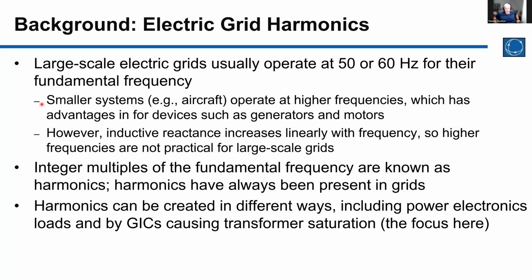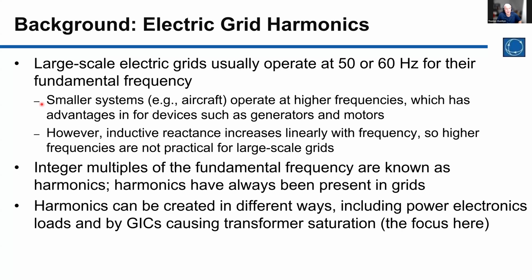Of course, in an electric grid, if it's operating at 50 or 60 hertz, that's the primary frequency. And then integer multiples of the primary frequency are known as harmonics. And harmonics have always been present in grids. There's papers that, if you go back to the 1920s, that are talking about harmonic impacts on the grids.